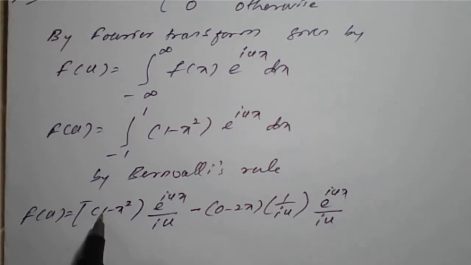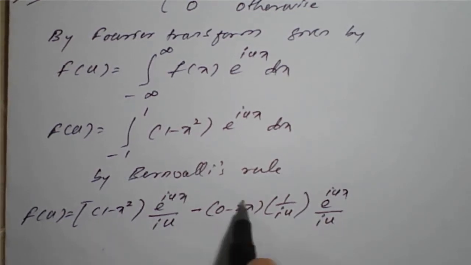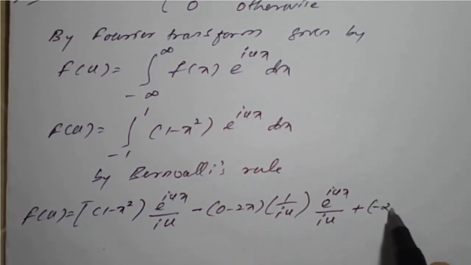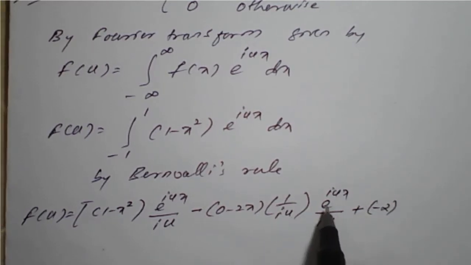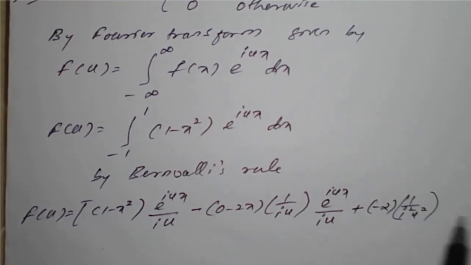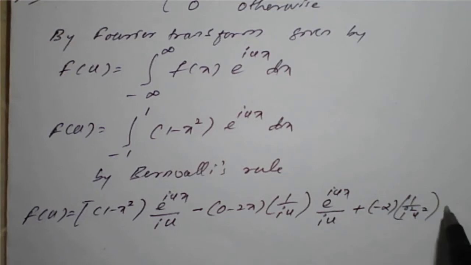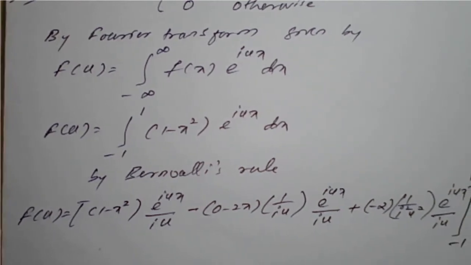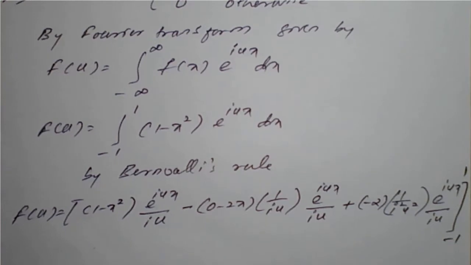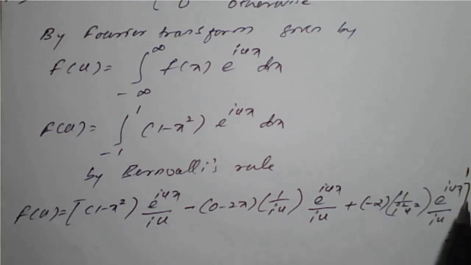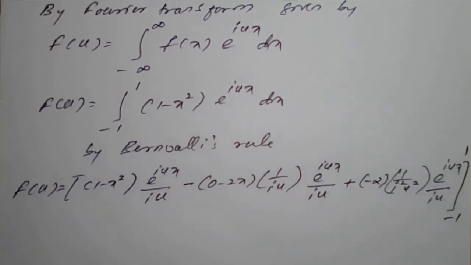Here we have done what? Differentiation of 1 minus x square is 0 minus 2x. Again differentiation of 0 minus 2x is how much here? It is minus 2. 1 upon i u into 1 upon i u will become 1 upon i square u square, into integration of e raised to i u x, which is e raised to i u x divided by i u, closed with limits minus 1 to plus 1. Now the next step is not possible because differentiation of minus 2 is 0, that's why I closed here. So now we'll rearrange, then apply upper and lower limits.